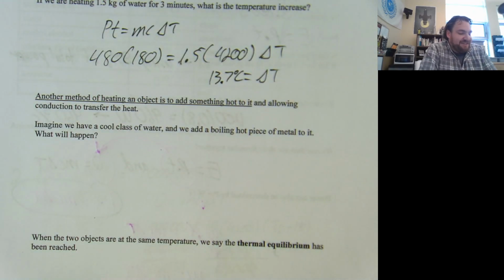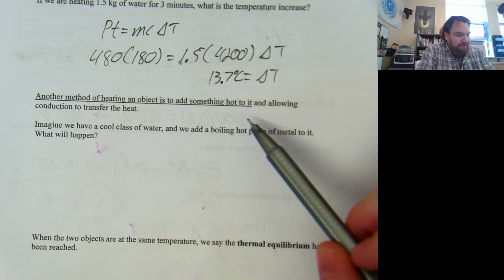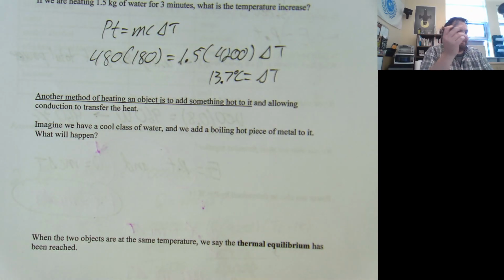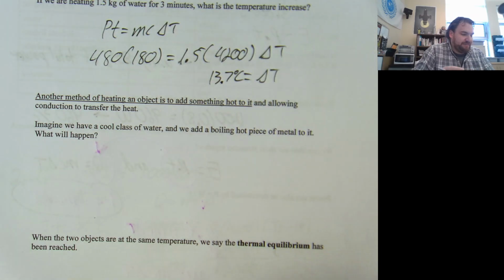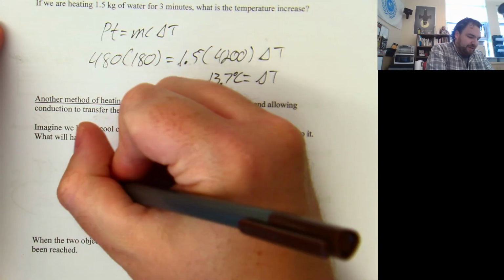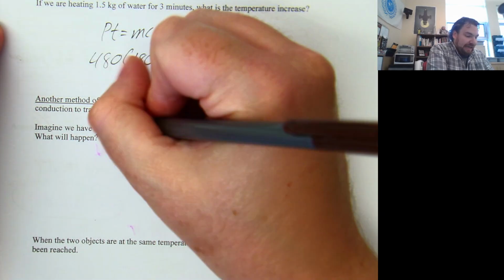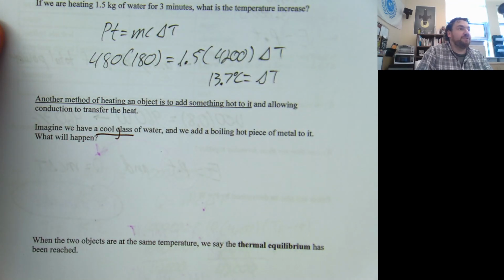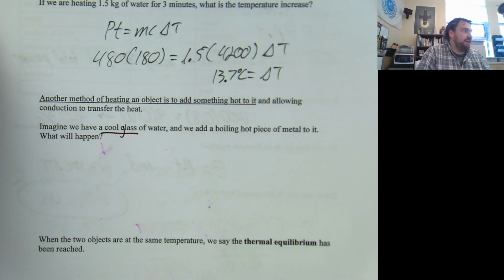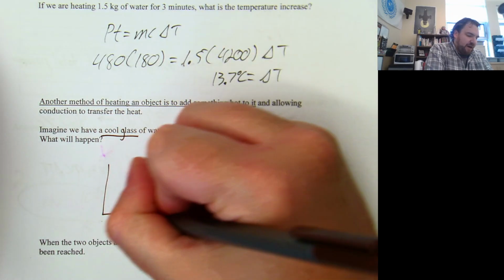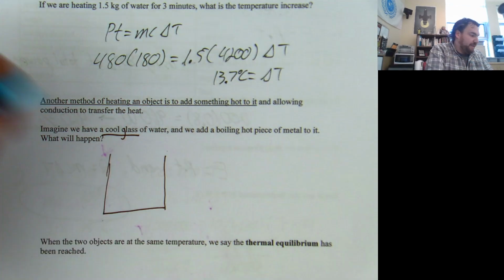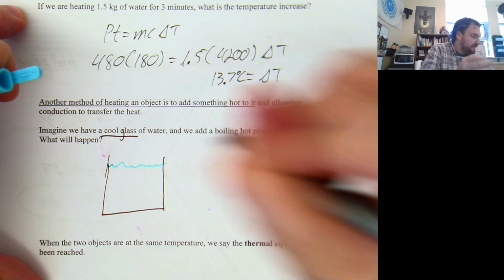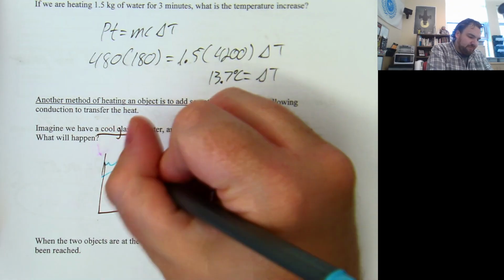Another method of heating an object is to add something hot to something cold, or vice versa, and allowing conduction to transfer the heat. Imagine, if you will, we want to heat up a pot of water. In this case it says cool glass of water, but glass is a terrifying object to use here. If you heat it up too fast, you'll shatter it. But you have your glass of water. There's the glass. Let's fill it full of water. The thing is cool.